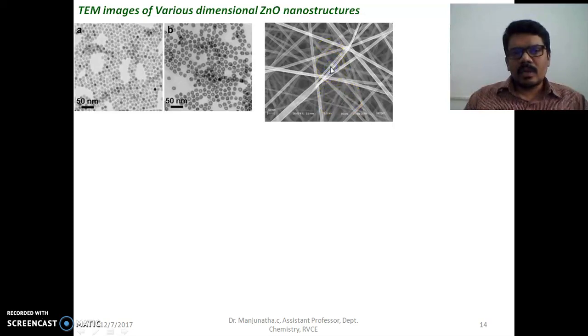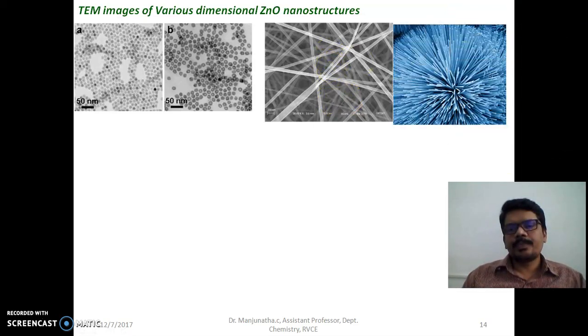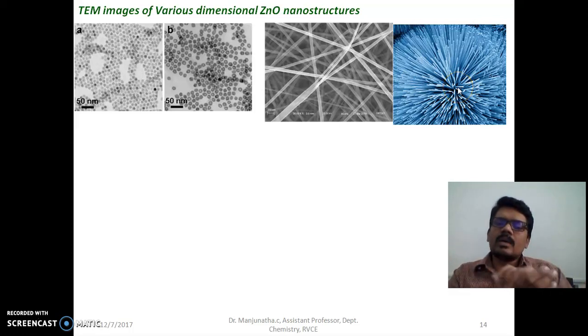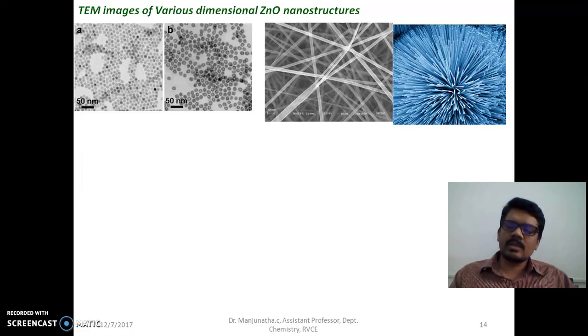And this one is actually a one-dimensional material because they have grown in the form of wires. And this is also made up of n number of one-dimensional nanowires. They are aligned in a symmetrical manner. We call this structure a hierarchical architecture.